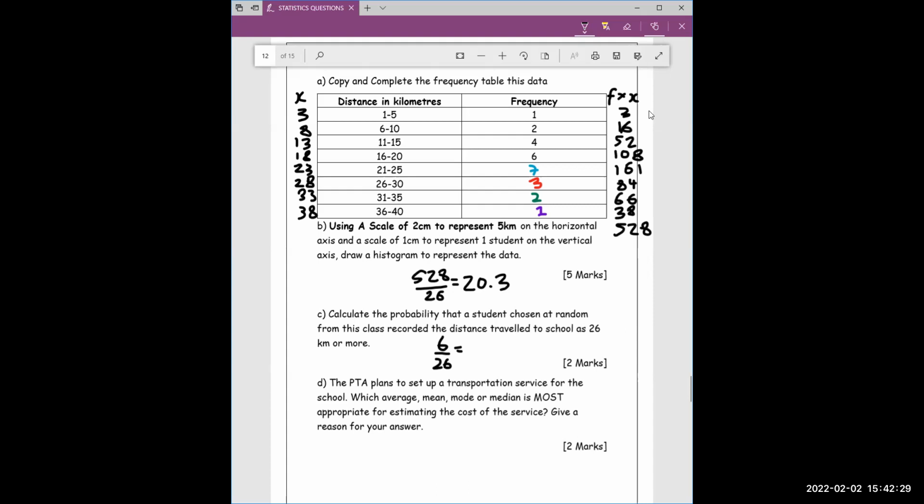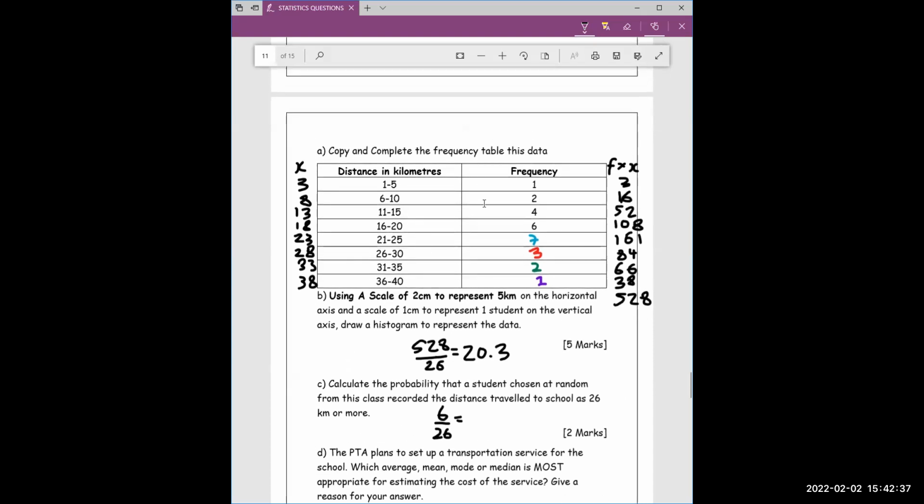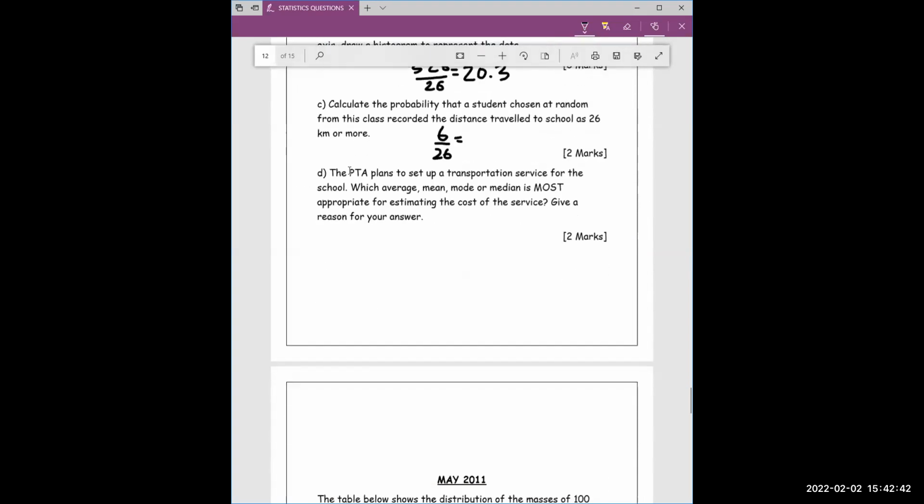Now look at this now, Jamie. This is where skewness comes into place. So read what part D says and tell me which one is the answer. Part D. Yeah, part D. It says the PTA plans to set up something.